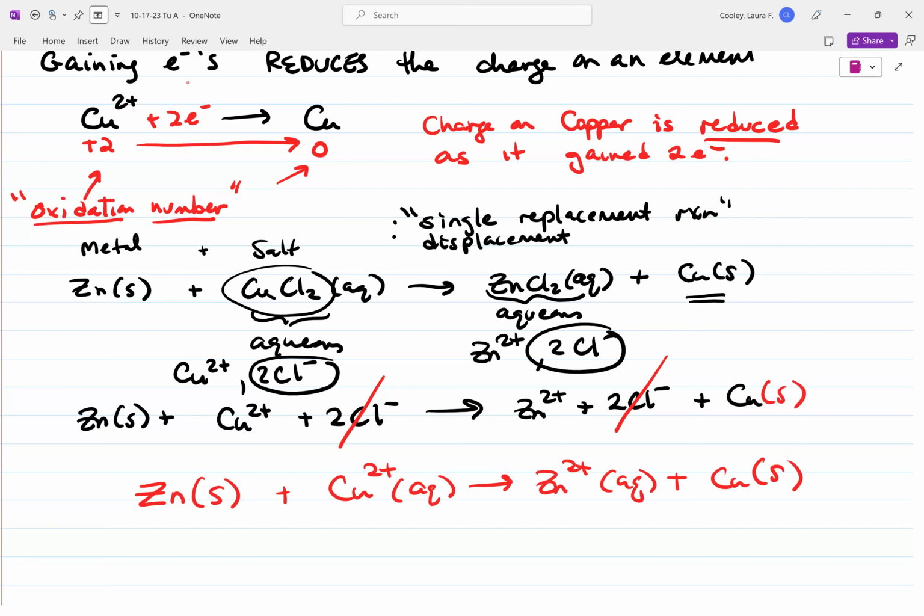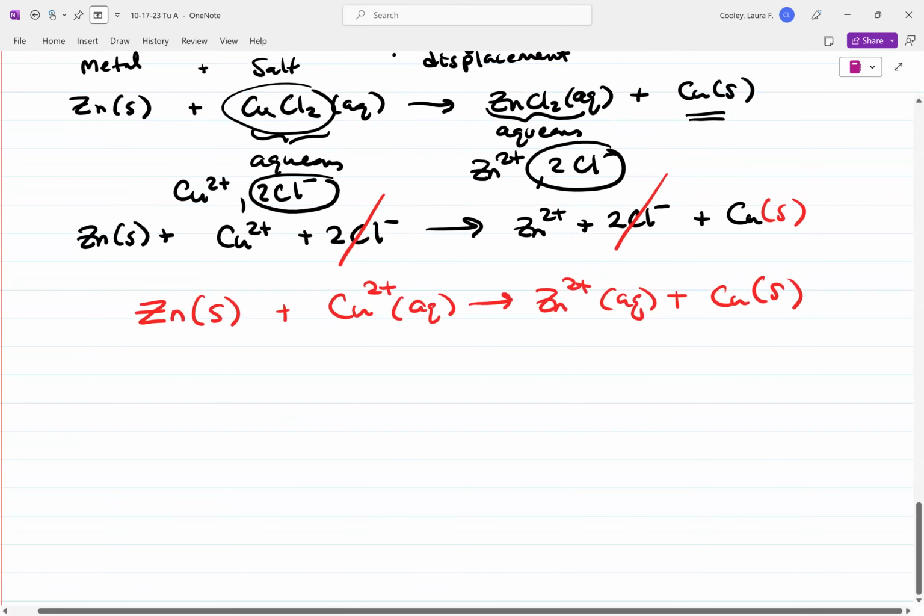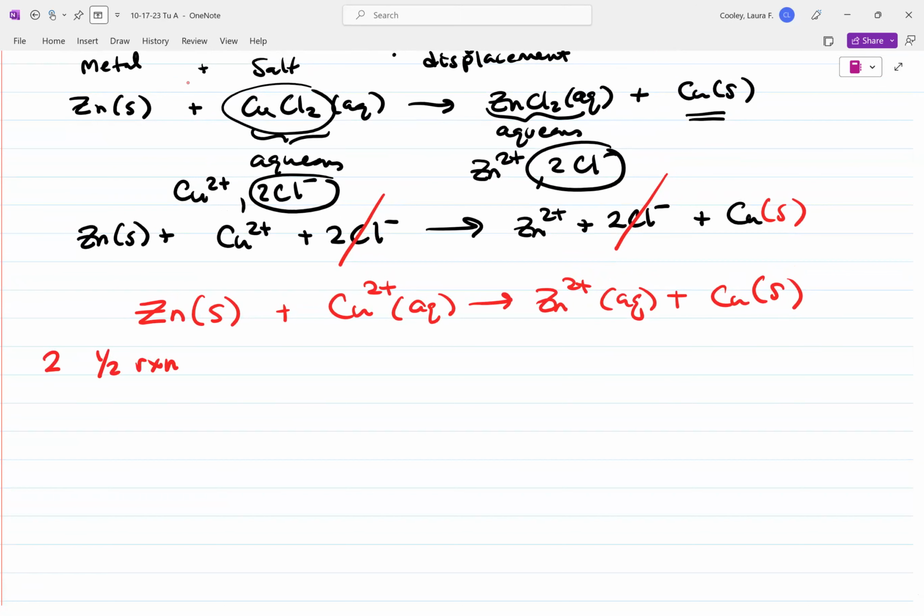Okay, so now you can really see, you don't have the chlorides there messing up the picture, clouding it up and making it hard to see what's going on. Now you can really see that you have these two half reactions going on, which I actually wrote before, but I'll write them again.